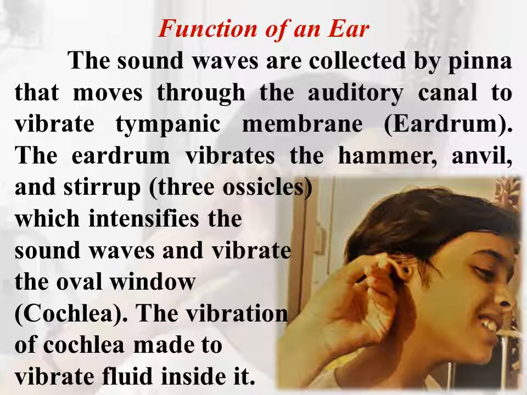The eardrum vibrates the hammer, which is just touching it. When the eardrum vibrates, it transports this movement to the hammer, that is known as the malleus. Then the hammer vibrates the anvil, and the anvil vibrates the stirrup. So these three smallest bones, also known as ossicles, are placed in such a fashion.